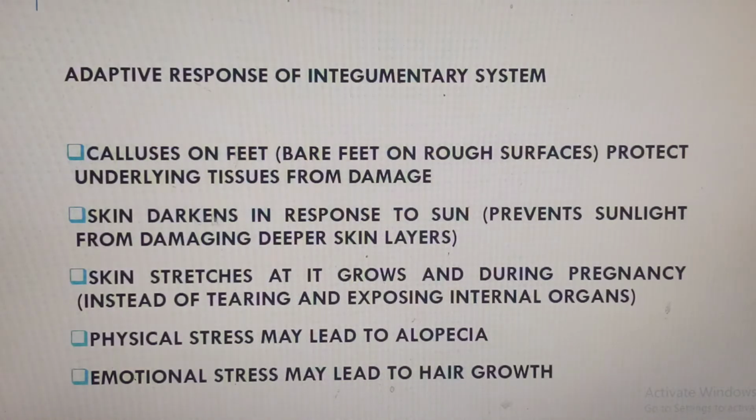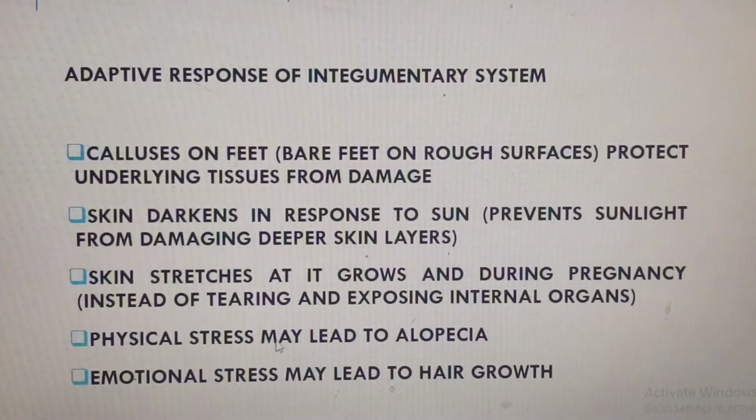So that's one thing. Apart from that, whenever you are exposed to too much sunlight, your skin darkens, and that is very important because the melanin, which is causing hyperpigmentation of your skin, is trying to protect the deeper layers of skin from damage, which when it becomes too much may lead to some kind of mutations. So it's preventing that. Again, during stress, during pregnancy for instance, the fetus growth, and generally during growth, your skin tends to stretch instead of tearing to expose the internal organs. That's also another response that the skin is doing.